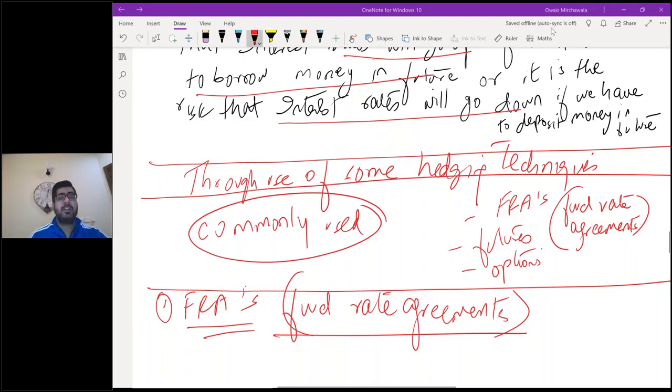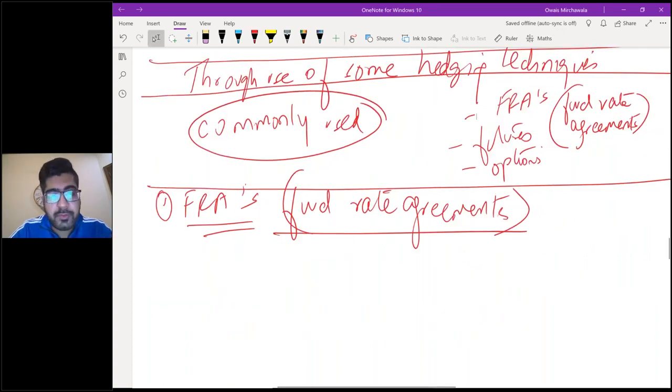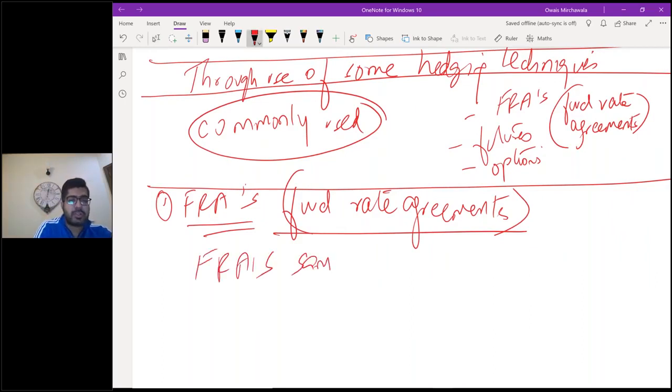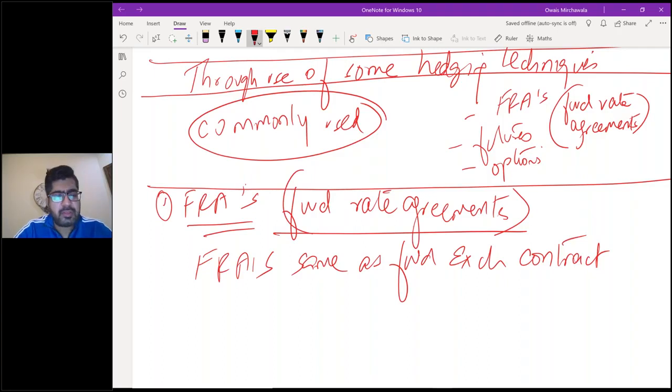Okay, so the first technique to manage interest rate risk is called FRAs, forward rate agreements. You can consider FRAs almost the same as a forward exchange contract. Now, what do we do in a forward exchange contract? We are afraid that currency rates may go up or go down.